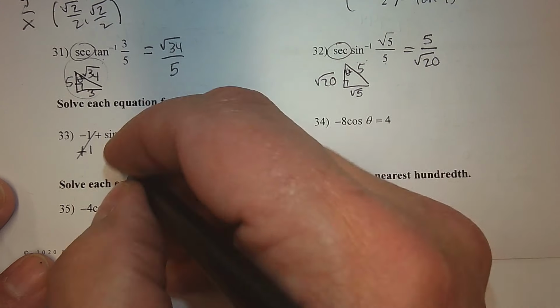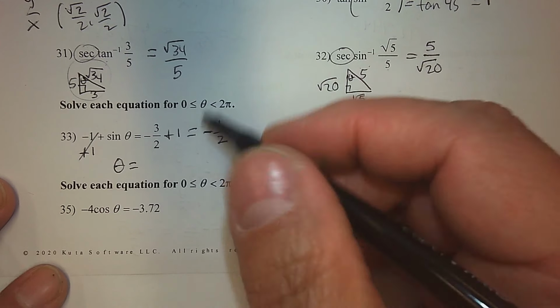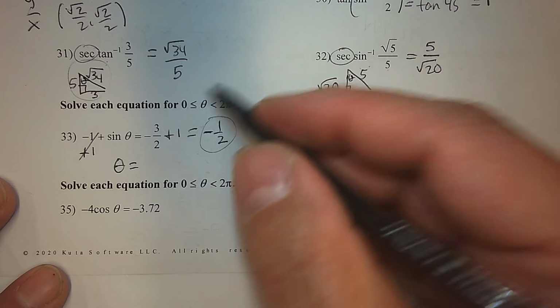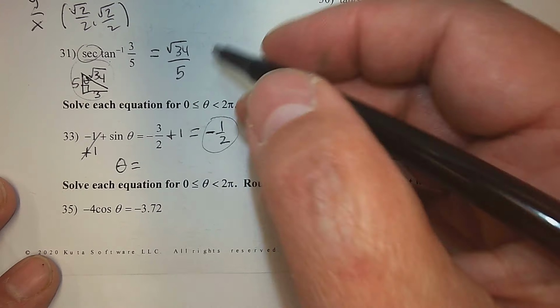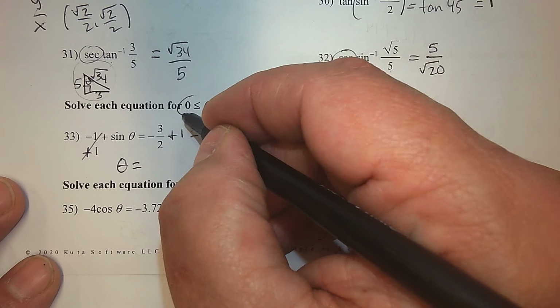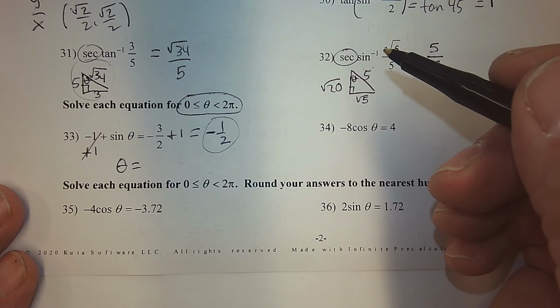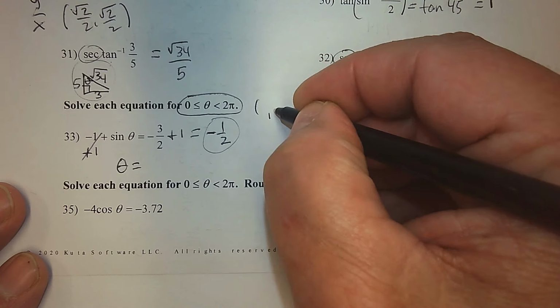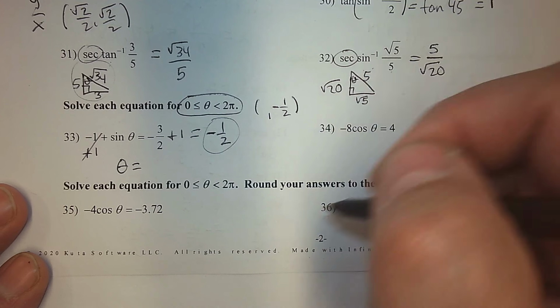Then the answer is, what angles give you this answer? Now, in this situation, it's not an inverse trig question. Instead, it's a question that has an infinite number of answers. But we only want the answers from 0 to 2 pi. So I want to know, when is the y coordinate negative 1/2 somewhere on my unit circle?